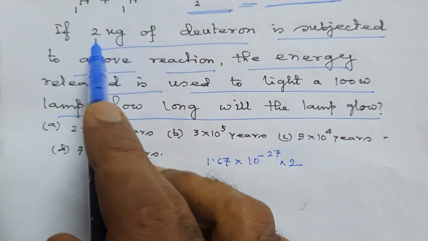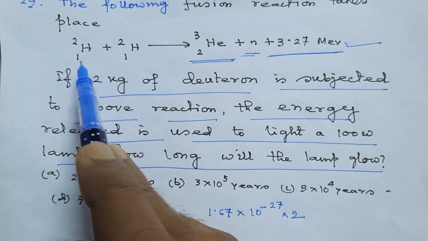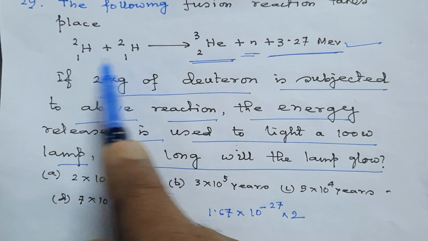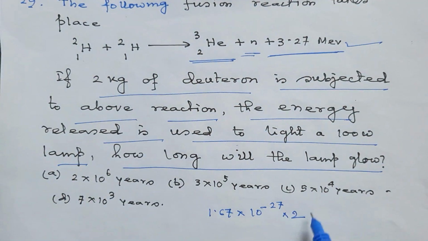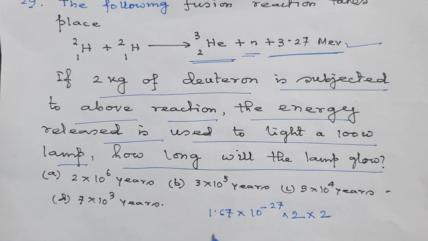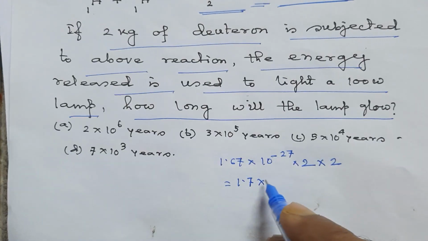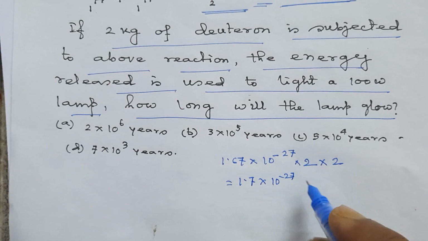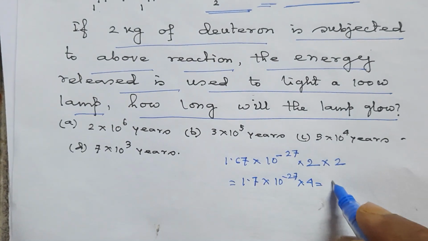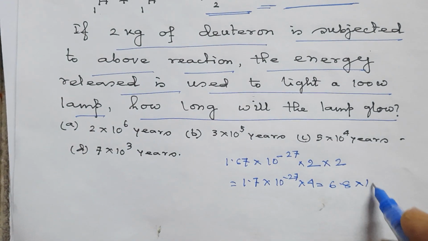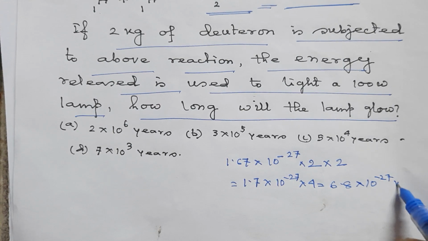And for the reactant nucleus, there are 2 deuterons. So the reacting mass is actually twice this value. We are taking some approximation. Let us take 1.7 into 10 to the power minus 27 into 4, that is 6.8 into 10 to the power minus 27 kg.